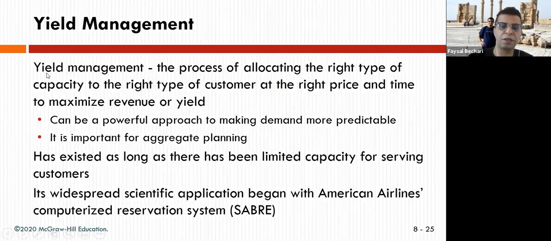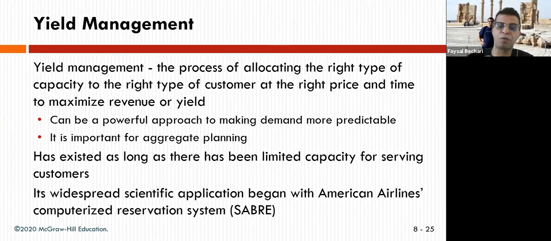Now, yield management is usually the process of allocating the right type of capacity to the right type of customer at the right price and time to maximize revenue or yield. So what's involved in it is the right type of capacity to the right type of customers, right price, and right time. If these are synchronized with each other, they will maximize your revenue or yield.